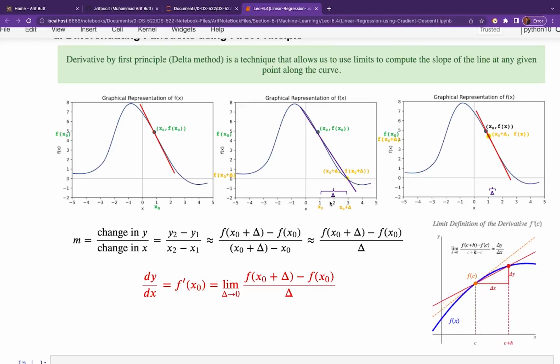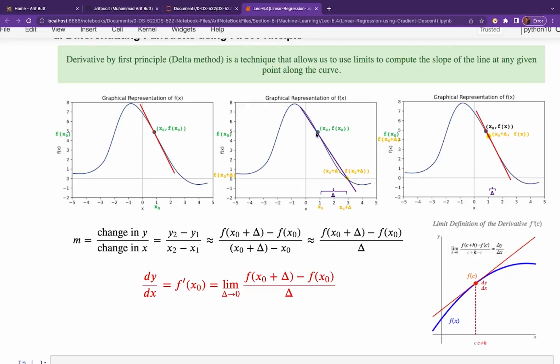Now if I connect the green and the yellow dot with the line, it will be a secant line, and of course we can calculate the slope of this line using the formula that is y2 minus y1 over x2 minus x1. But this is not the line which we need. We actually need the slope of the tangent line at this green point.